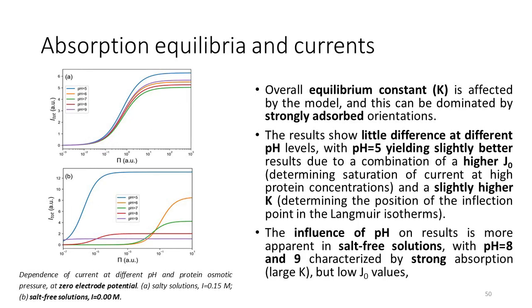In the case of the absorption curves, basically we need to remember that I calculate the coverage of the surface of the electrode, and with that I calculate the total current. The idea is that if I cover the surface of the electrode with orientations that can favor the transfer of electrons, I'm going to have a higher total current under the experimental conditions that I tested.